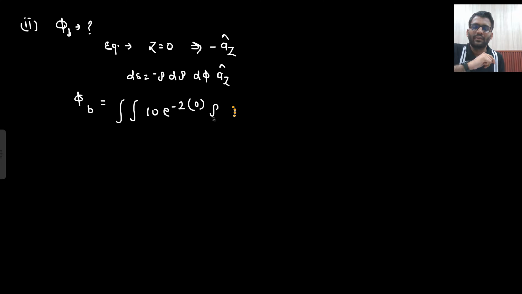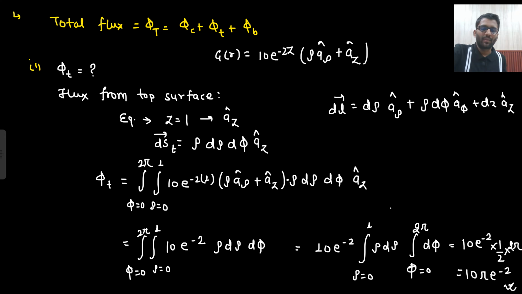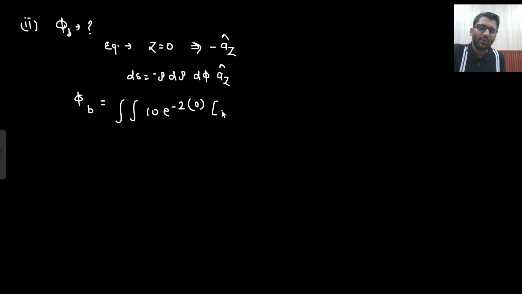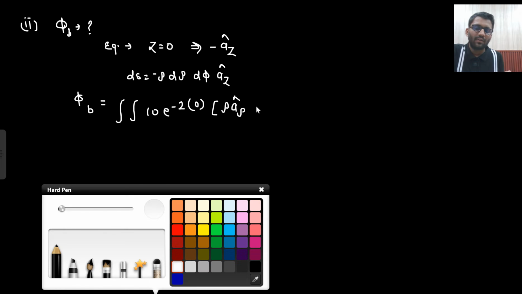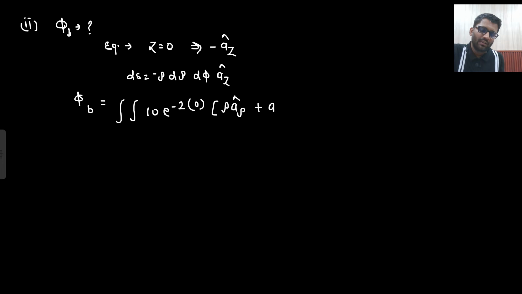Wait a second, I forgot the next term. What was the term here? Rho a rho cap. Rho is changing here, so I will not do anything with rho. Z is constant, that's why I put the value of z. I did not put the value of rho. Rho is not 5. Rho is changing on the surface from 0 to 1. So rho is changing, that's why I did not do anything with the rho. Plus az cap, rho d rho d phi, minus az cap.